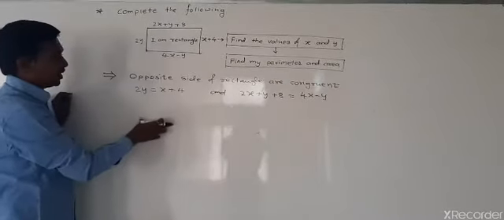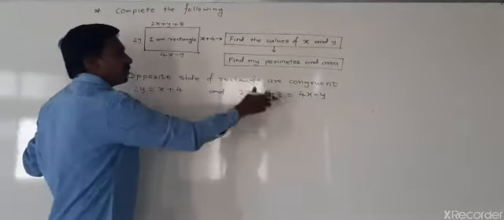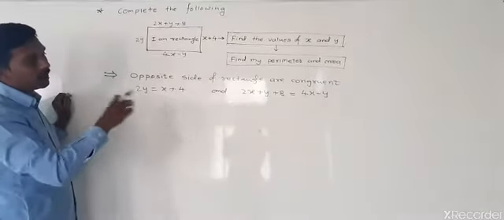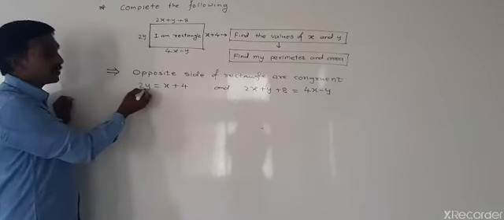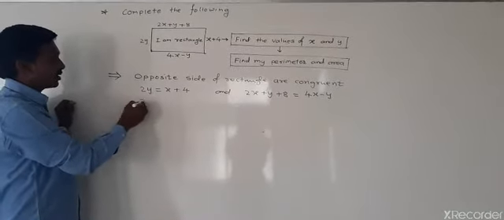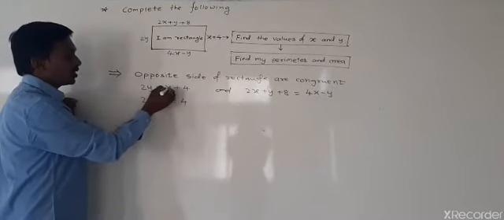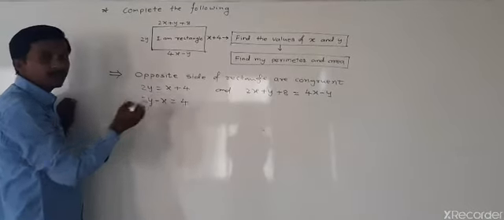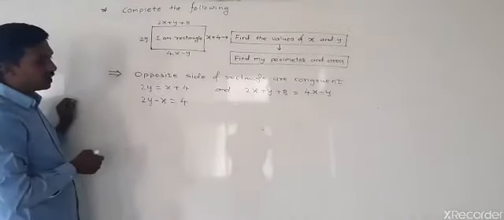Now simplify this, and we will get a linear equation in two variables. Simplify this, we will get another linear equation in two variables. We will get a pair of linear equations in two variables. So we will simplify this first. This is 2y minus x is equal to 4. We transfer this x to the left side, so it will become minus x, and 2y minus x is equal to 4. That is the first linear equation in two variables.